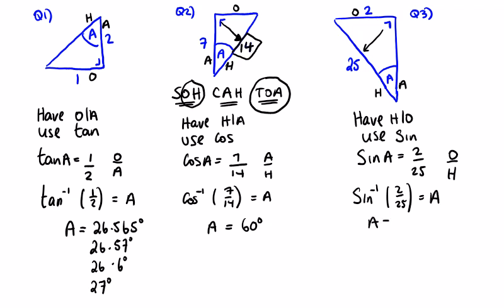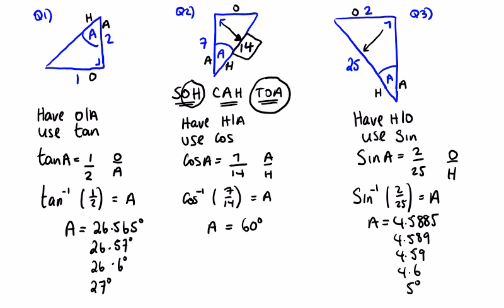So A is equal to a tiny angle, 4.5885, which is 4.589, or 4.59, or 4.6, or 5 degrees.